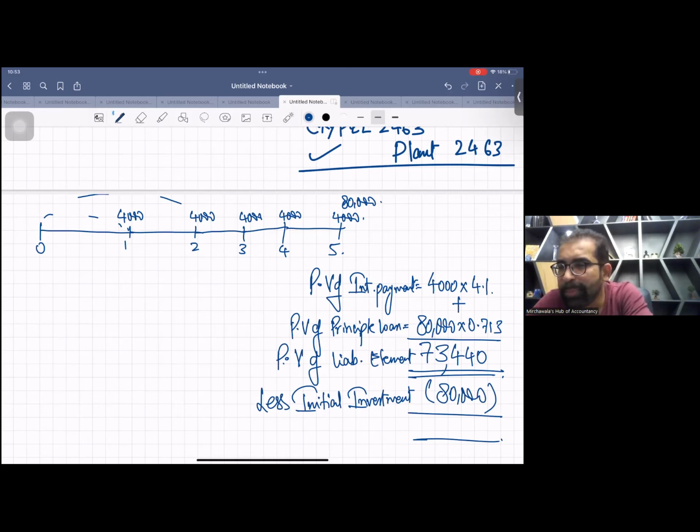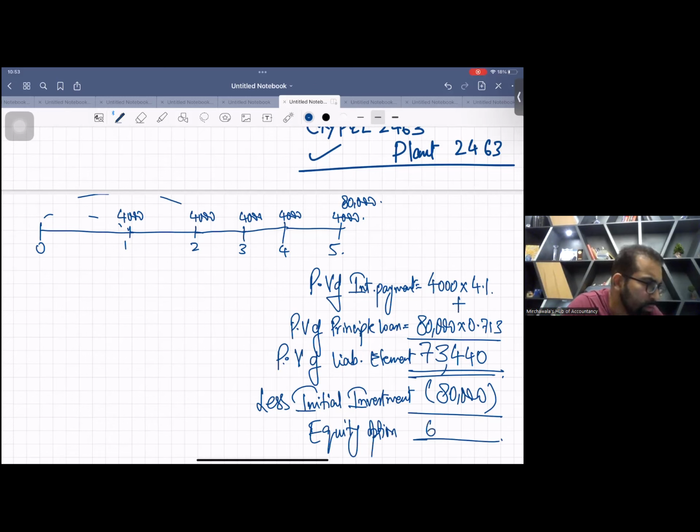Why are they happy? Because they have not just invested in a loan. They have invested in convertible loan notes. So the difference is the equity option. How much is the equity option? Tell me. This will be 6,000. Wait.